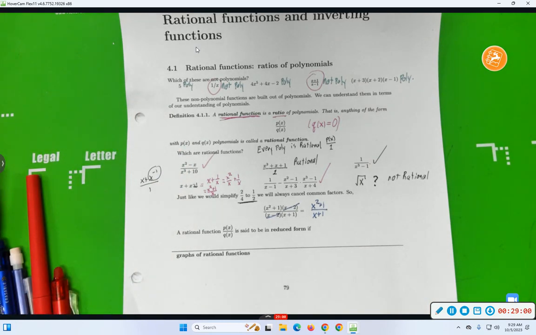Do you think there are secretly any more common factors in there? No, x squared plus 1 doesn't factor. Its solutions are i and minus i. I guess that means it does factor if you're willing to have complex polynomials.